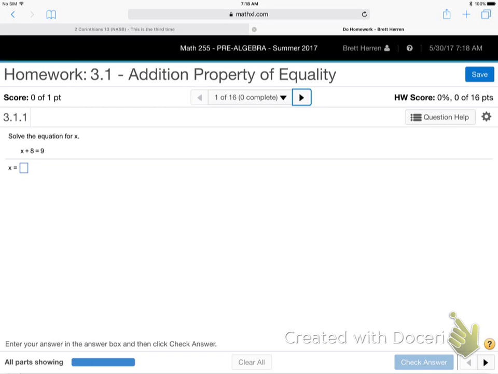Was it locked? Come on. Didn't need to lock it.